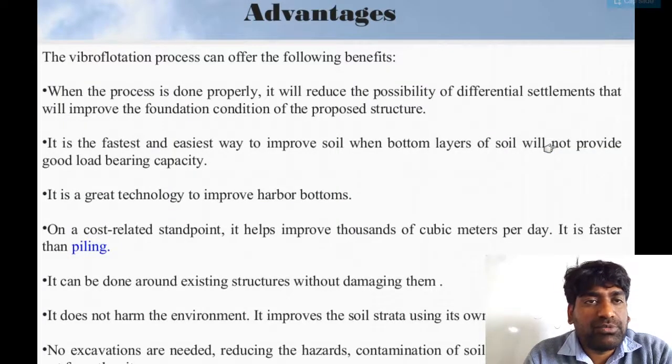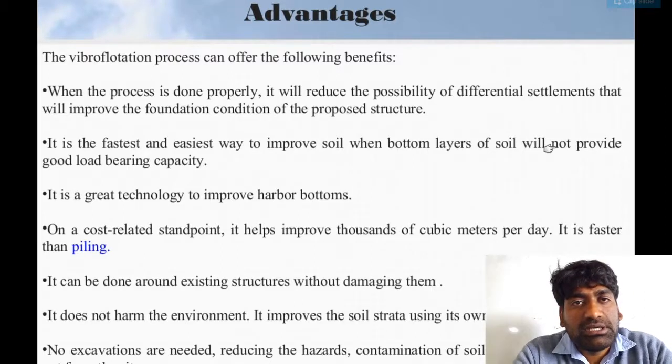Advantages of vibroflotation: the vibroflotation process offers the following benefits. When the process is done properly, it will reduce the possibility of differential settlement, which will improve the condition of the proposed structure. It is the fastest and easiest way to improve the soil when the bottom layer of the soil will not provide good load bearing capacity. It is a great technology to improve harbor bottoms. From a cost standpoint, it helps improve thousands of cubic meters per day.